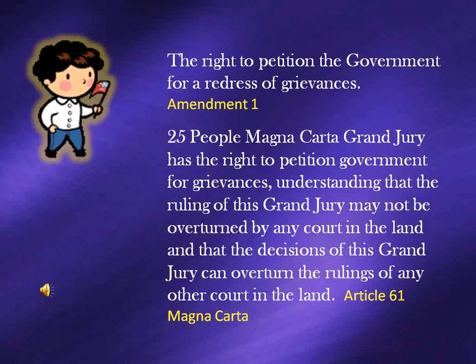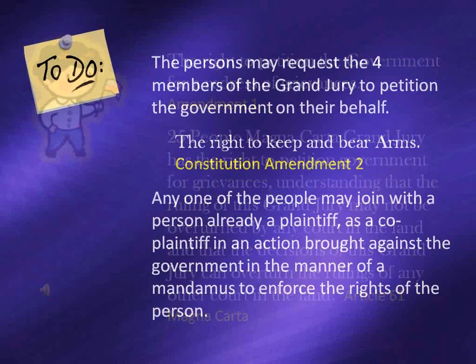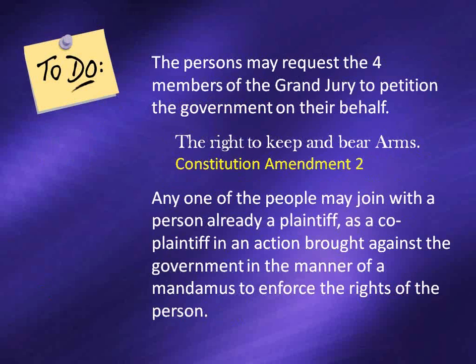We've learned that we have, out of Article 61 of Magna Carta, the 25 people Magna Carta grand jury has the right to petition government for grievances, understanding that the ruling of this grand jury may not be overturned by any court in the land, and that the decisions of this grand jury can overturn the ruling of any court in the land and overturn any law passed by any legislature in the land. The persons may request the four members of the grand jury to petition the government on their behalf. Okay, and the people have the right to keep and bear arms.